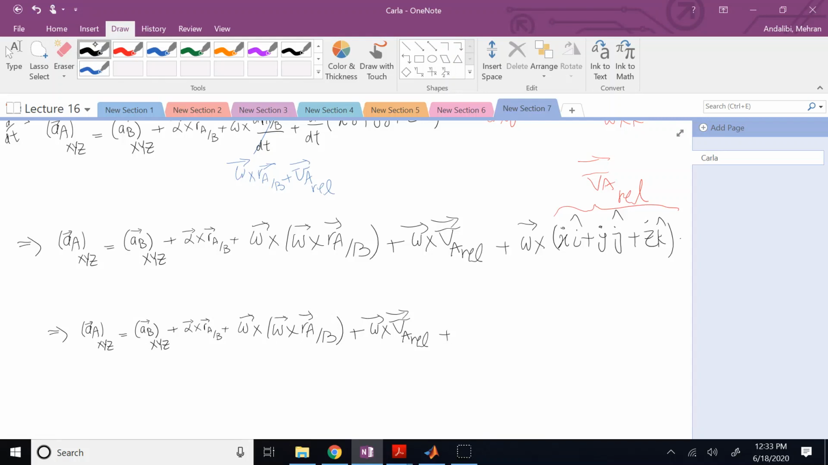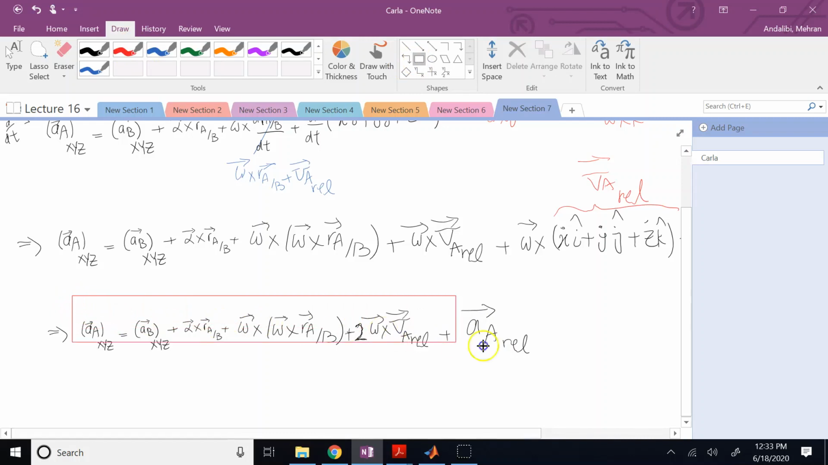So if you look here, you have one omega cross VA relative and you have another omega cross VA relative. So I can write it as 2 omega cross VA relative, so I need a 2 here. And then finally, plus A relative. And this is going to be our big new important formula, acceleration analysis.